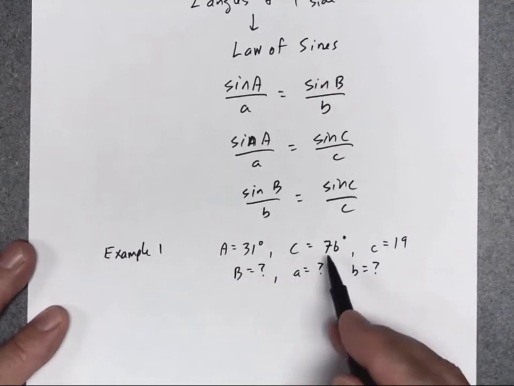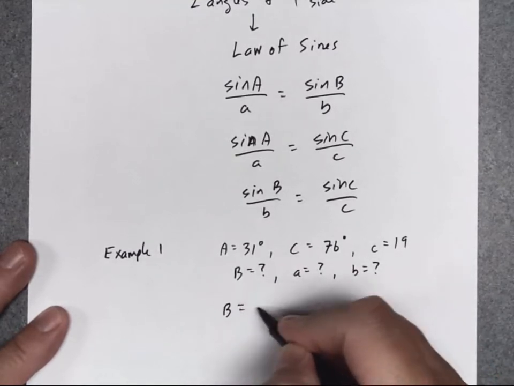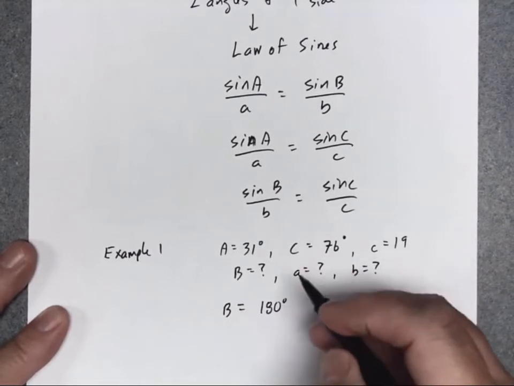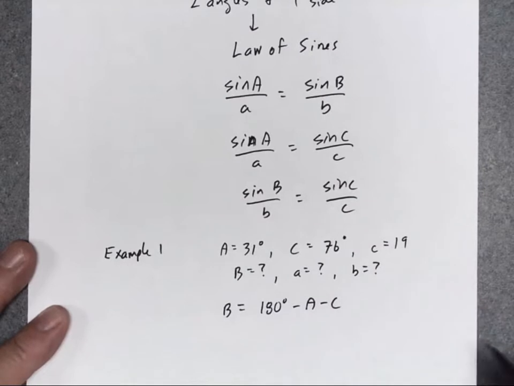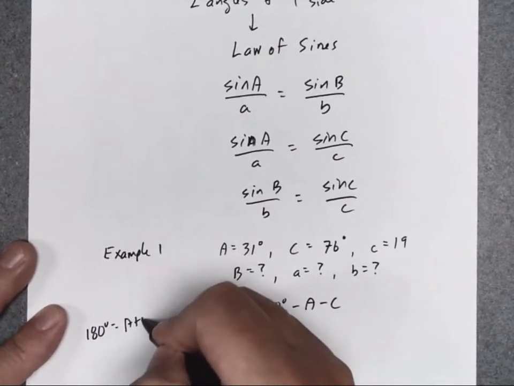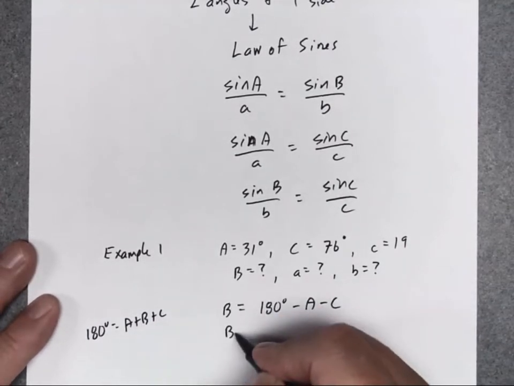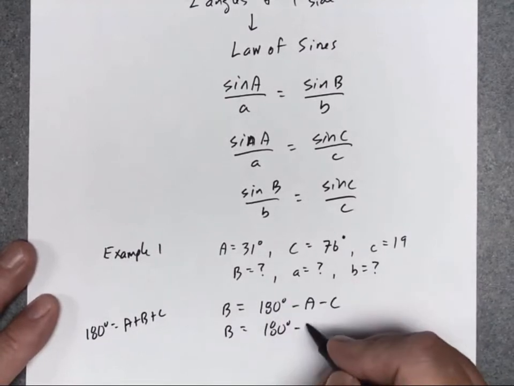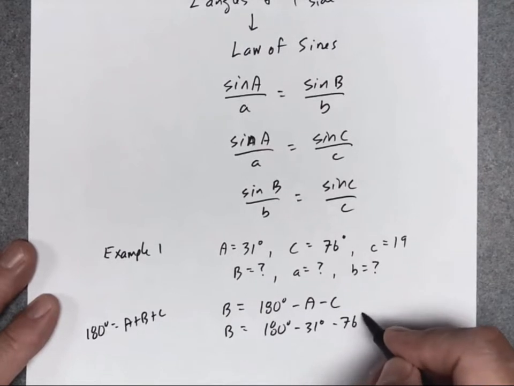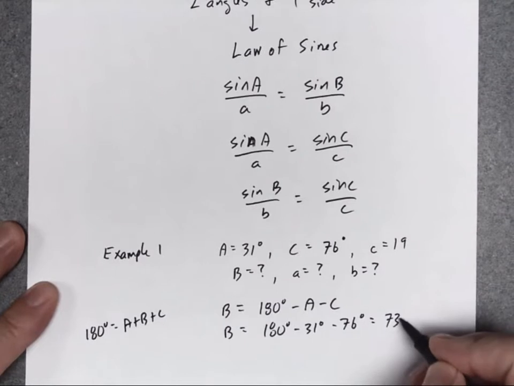Well, the first thing I'm going to do is, since I have two angles and I want to find angle B, the easiest thing is to say angle B is going to be 180 degrees minus angle A minus angle C. I'll write it again here just to be totally clear: the three angles add up to 180. If I solve this for B, putting in the information I have, A is 31 degrees, C is 76 degrees. I could do this in my head, but sometimes I mess up, so let me use my calculator. Turns out angle B is going to be 73 degrees.